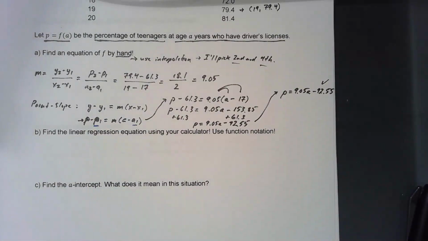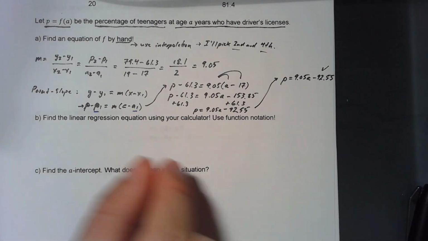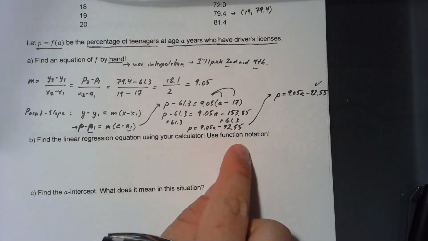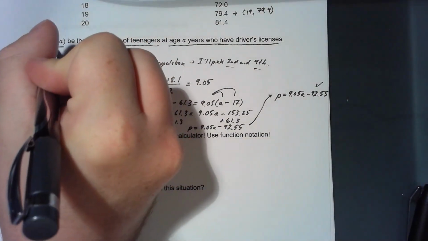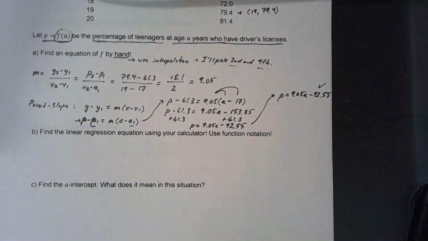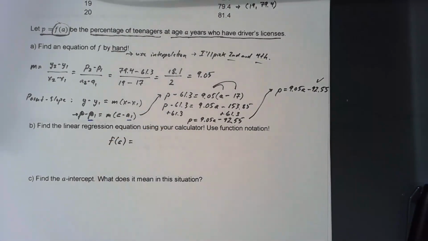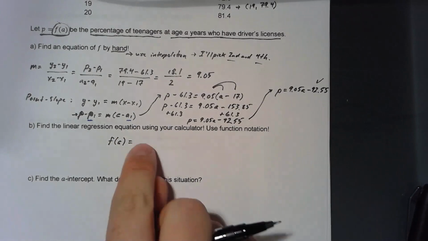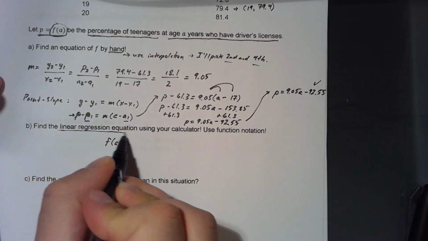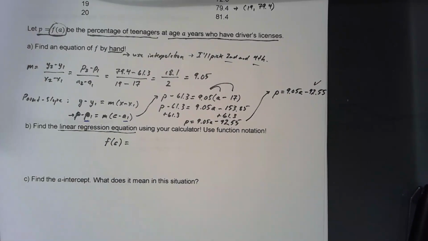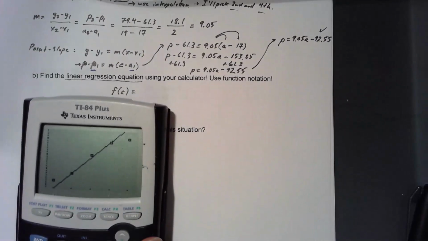So in letter B, I ask you to find the linear regression equation using your calculator and to use function notation. So the function notation's right here, right? That's the function notation, f of a. So your function's going to be f of a equals some linear equation. So the linear regression equation, that's the line of best fit. So you got to use your calculator for that. That's the only way we did it. We don't do that by hand in this course.